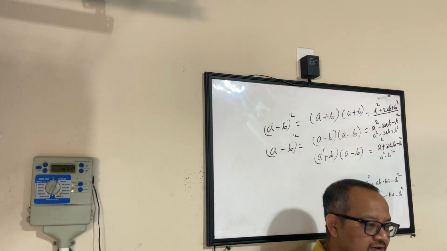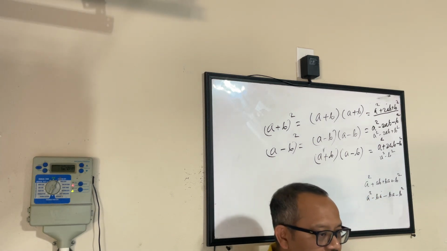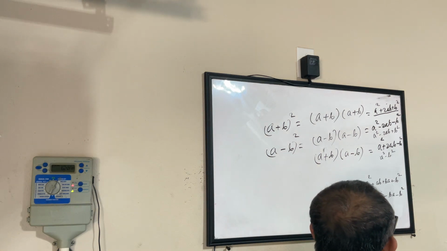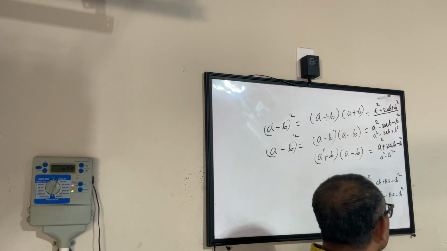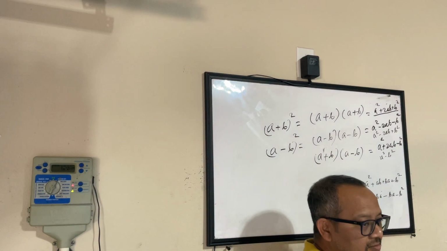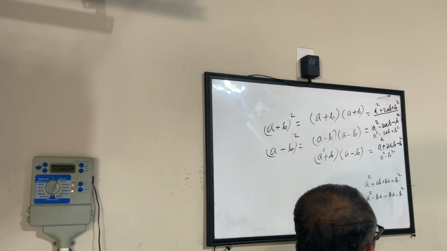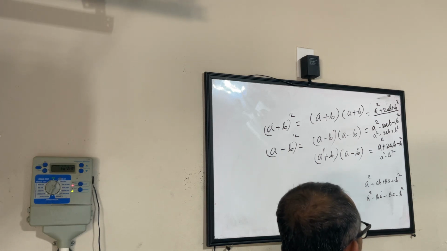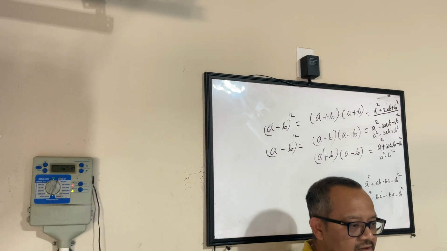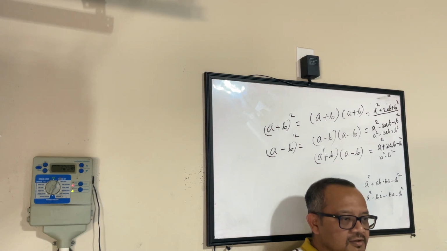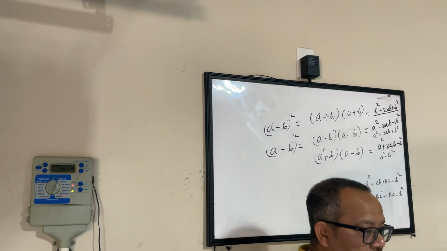Okay. You're doing calculation. Okay, Advik, what did you get? I got, for the first one, A squared plus 2AB plus B squared. For the second one, I got A squared minus 2AB plus B squared. Yeah, and for the third one, I got A squared minus 2 minus B squared. Okay.